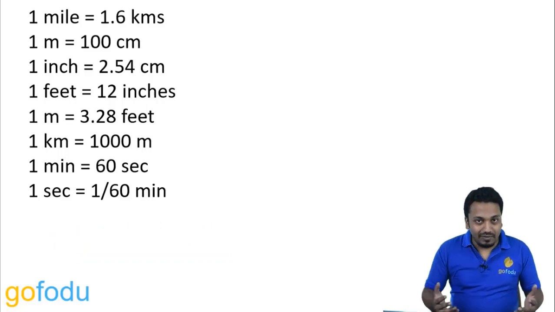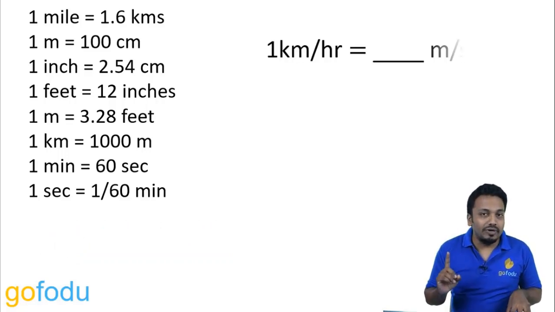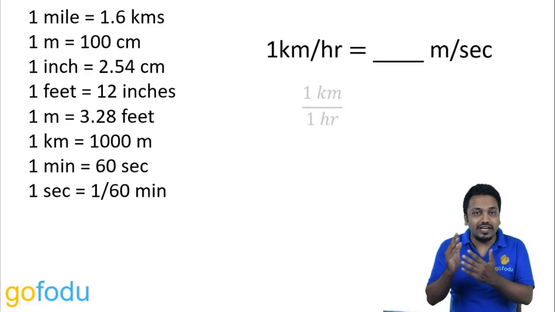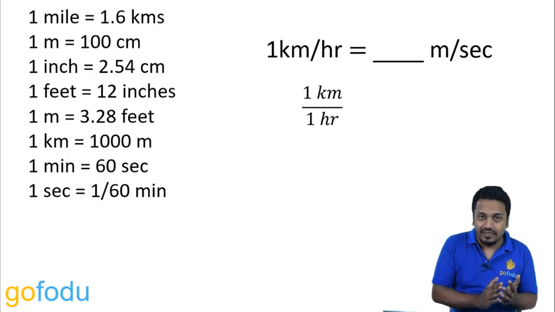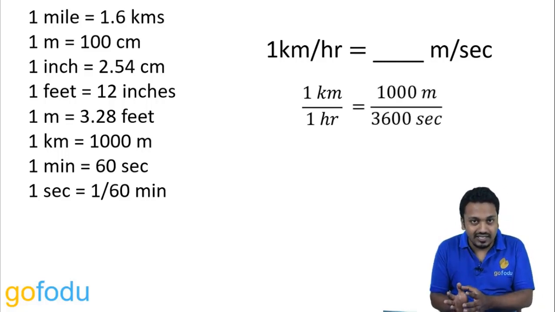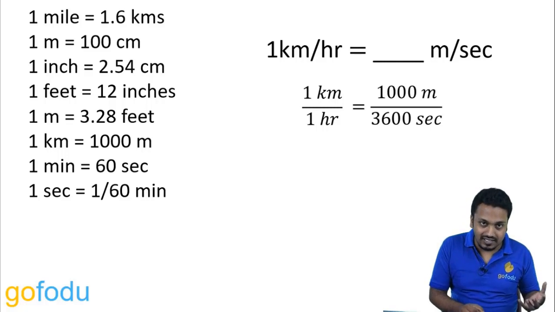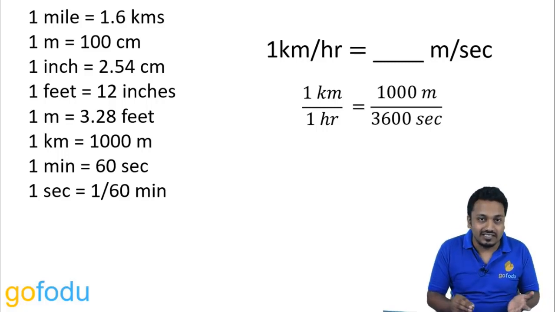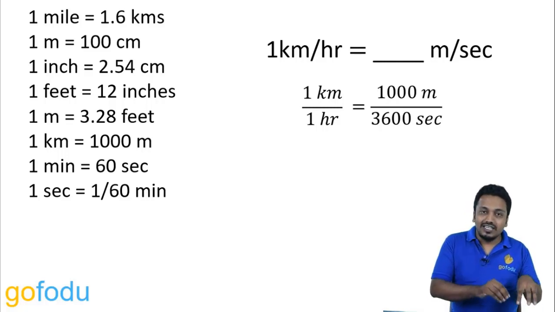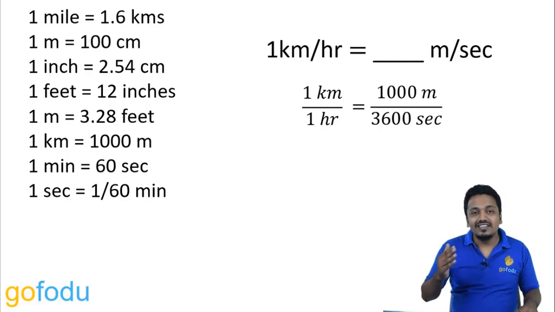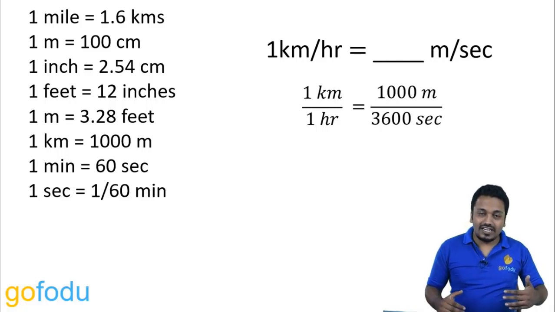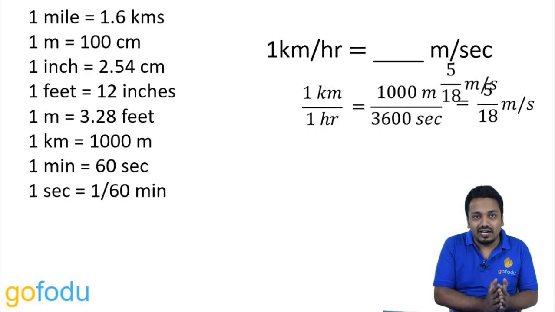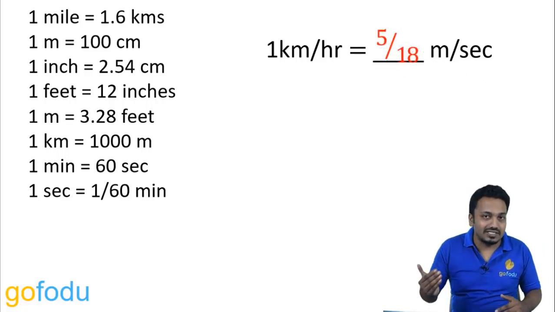Now, for example, you wish to convert 1 kilometer per hour to meter per second. Now 1 kilometer per hour means 1 kilometer in 1 hour. 1 kilometer is 1000 meters and 1 hour is 60 minutes, and each of those 60 minutes is of 60 seconds. So 1 hour is 60 into 60, 3600 seconds. So the fraction reduces to 5 upon 18. So 1 kilometer per hour is 5 upon 18 meter per second.